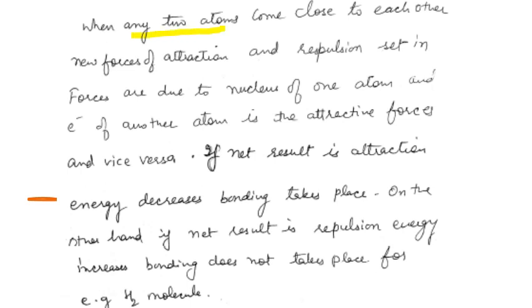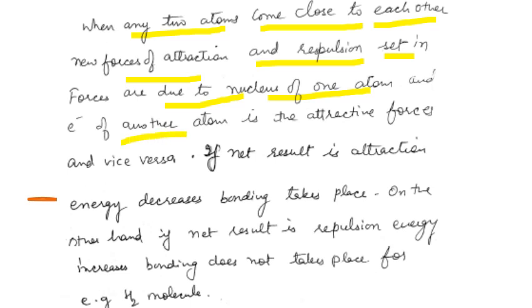When any two atoms come close to each other, as we have seen in the diagram, new forces of attraction and repulsion set in, and the forces are due to the nucleus of one atom, Ha, to the electron of the other atom, Hb, which is an attractive force, as well as vice versa. If the net result is attraction, the energy goes on decreasing and the bonding takes place. So at a certain minimum distance, this attractive force dominates, and there the bonding takes place.